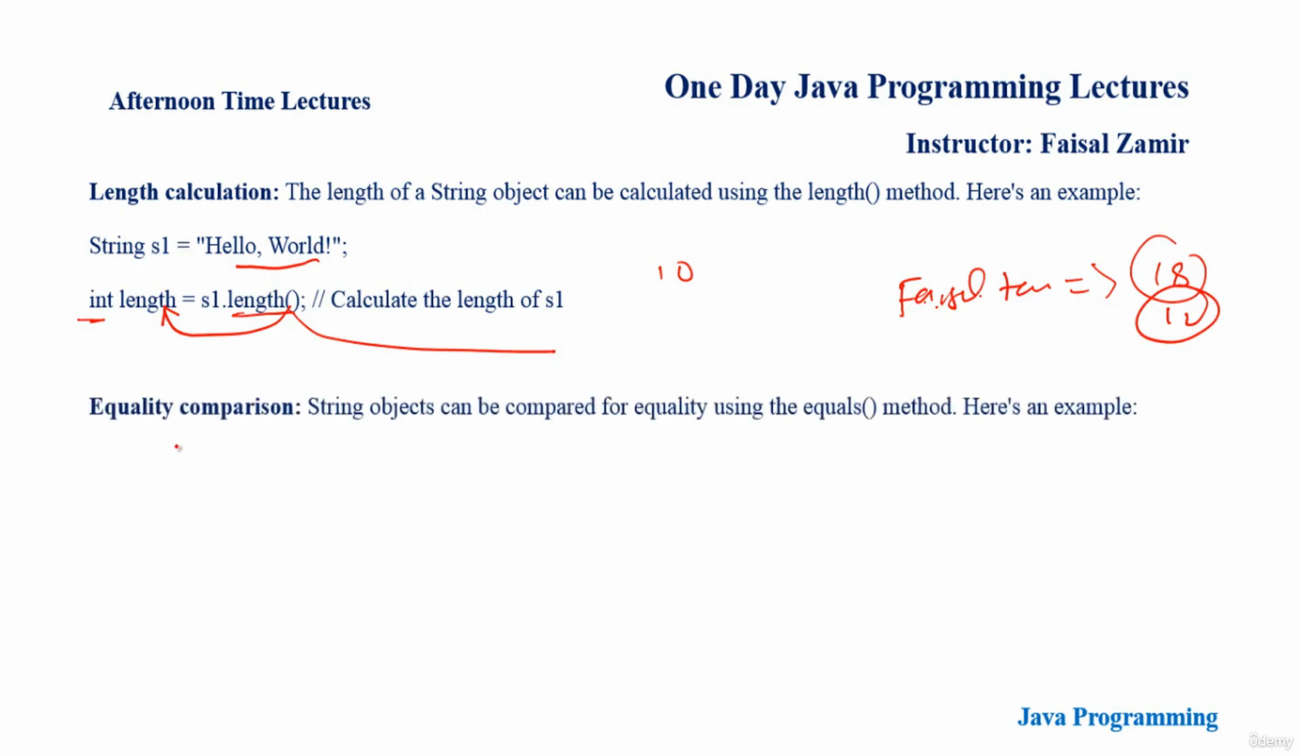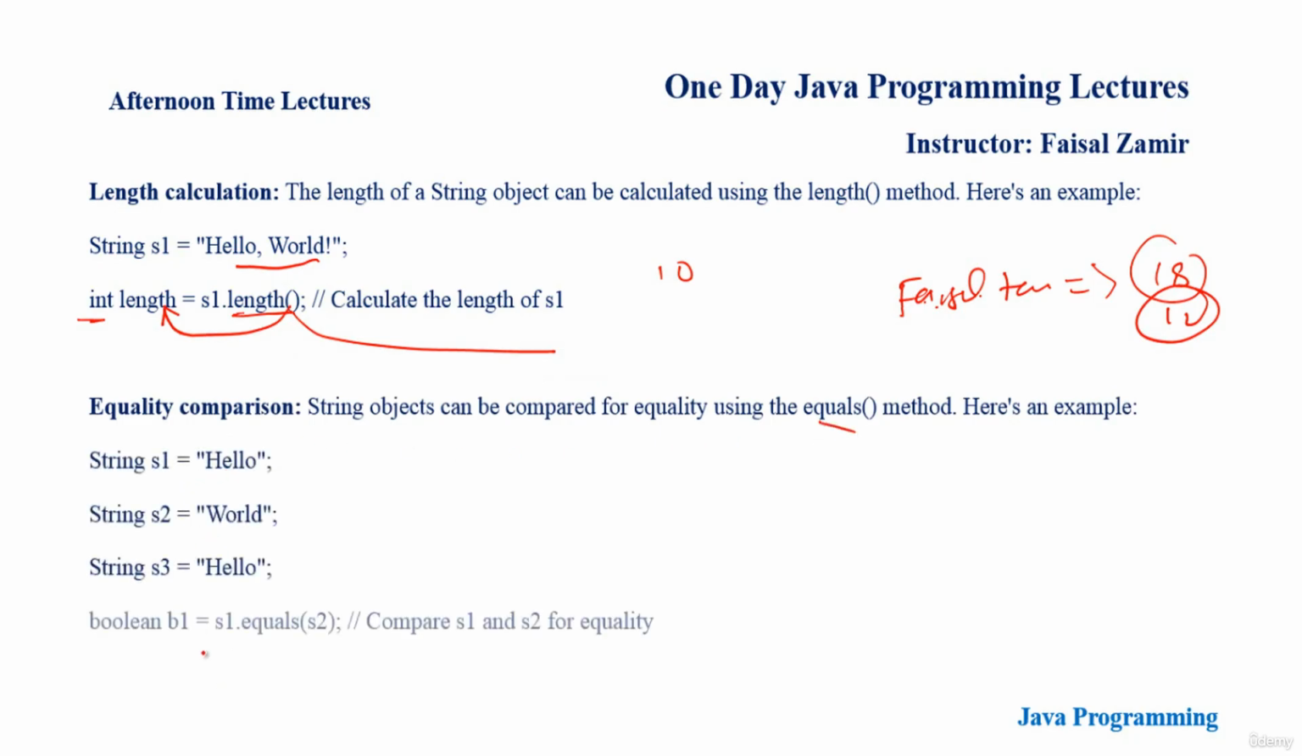Equality comparison: you can compare strings to each other using the equals method. For example s1, s2, s3. You can see whether s1 equals s2 or not. It will return a boolean value, either true or false. That value will be stored in b1. So b1 contains data whose type is boolean. That is why I used boolean here. When you print b1 and b2 you will get false or true.